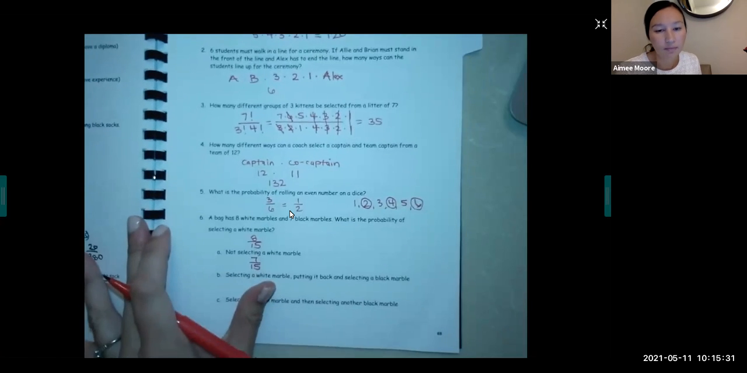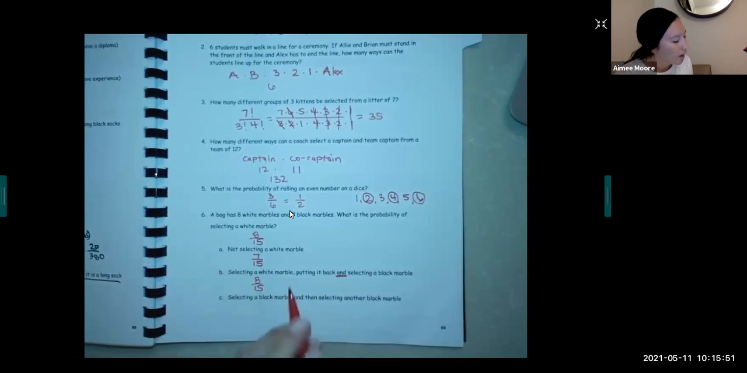Selecting a white marble, putting it back, and selecting a black marble. So when it's and, do you remember what we have to do? Take one away. Well, this one says it puts it back, so there is replacement here. So let's just start. First, the probability of selecting a white marble, we said, was 8 out of 15. And then we're putting it back and then selecting a black marble. So remember, when it's and, that means you have to multiply.